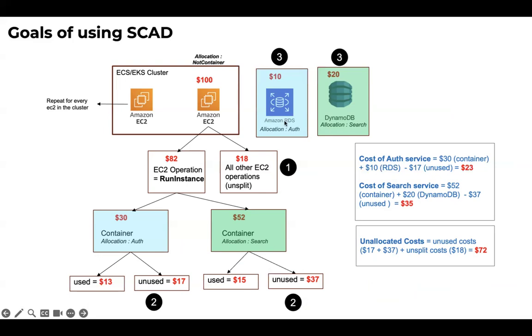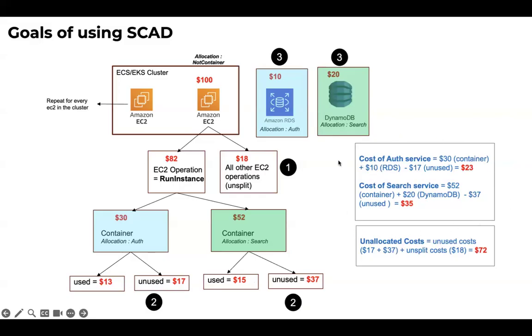Now, if we said, what is the cost of the auth service or auth microservice, we would basically be adding up the container cost as well as the RDS cost, right? So it's $10 plus only $13 of the $30, because only that was used to run the containers. The remaining was unused cost. So 13 plus 10 is $23 associated with the auth service. Similarly, for the search service, it's $20 for the DynamoDB plus $15, which is $35. So the first goal was to find the cost of each of those services that we're running, and we've figured that out in this box here.